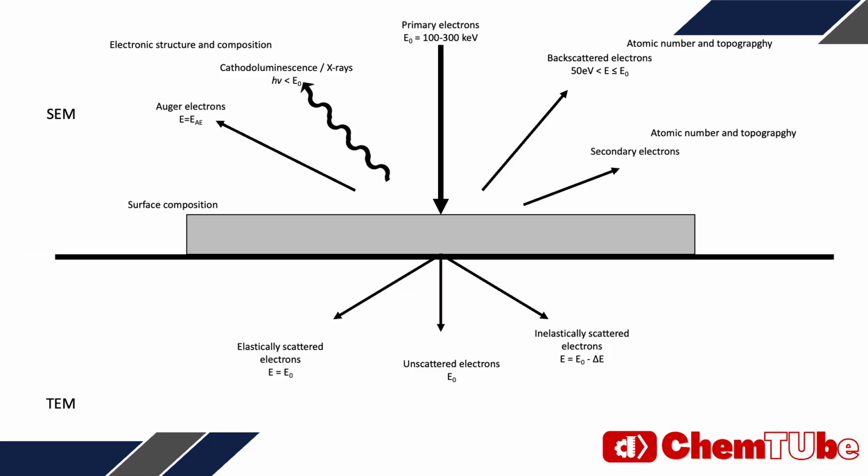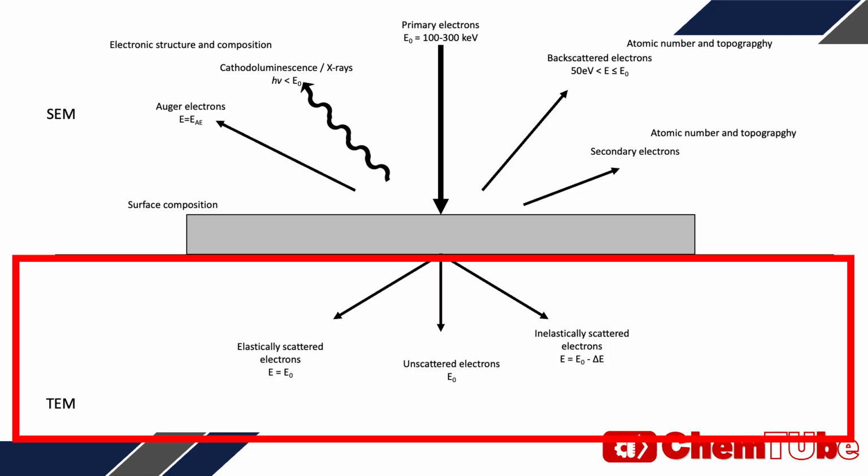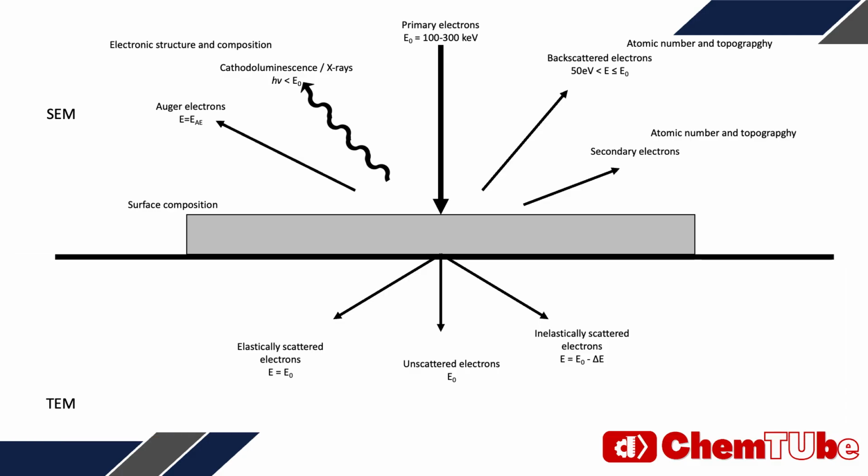But as the name suggests, transmission electron microscopy means we now shift our focus to the electrons that are transmitted through the sample when a much higher energy beam, typically 100 to 300 kV, is used. By detecting the electrons that have passed through the sample, the internal structure of materials can be imaged.